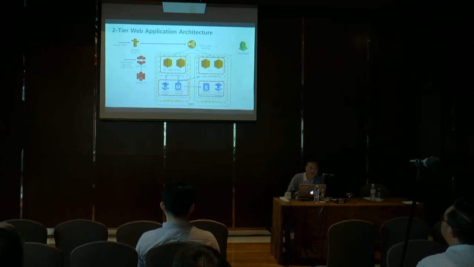There are load balancers in front of the web servers, and the load balancer distributes the traffic to the web servers. Behind the web servers, there are database and data store services. It could be databases or caches. Usually you use caches with databases to reduce read load. The first tier is the web server, which handles the game logic, and the second tier is the database service that stores the state of the game.